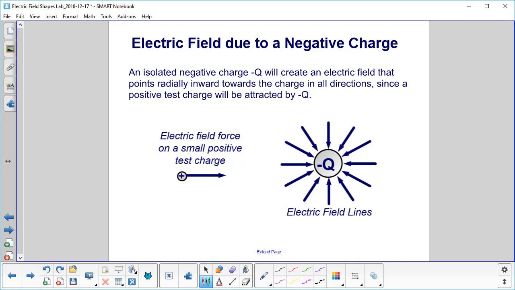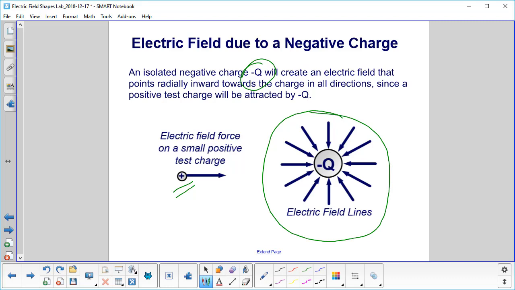What if we have an isolated negative charge, negative Q here? That will also create an electric field, but in this case, a positive test charge will move towards negative big Q. So, the electric field lines point inward towards the charge. Why? Because opposite charges attract.